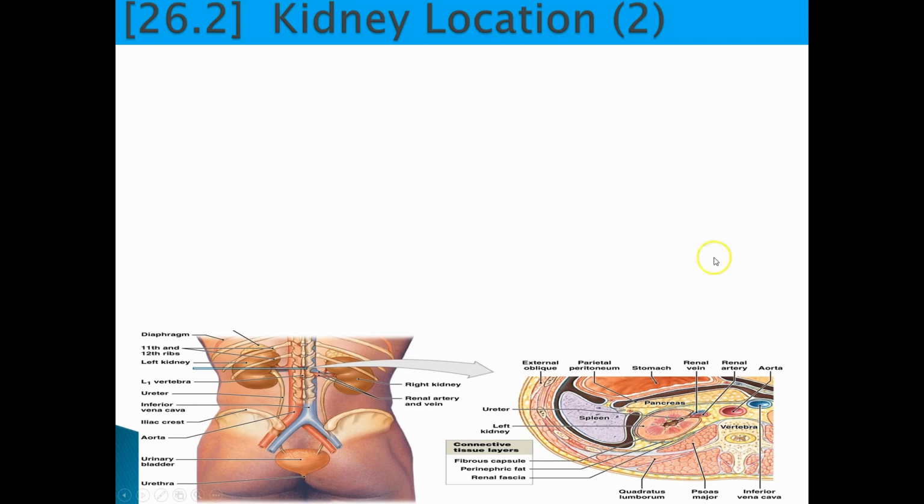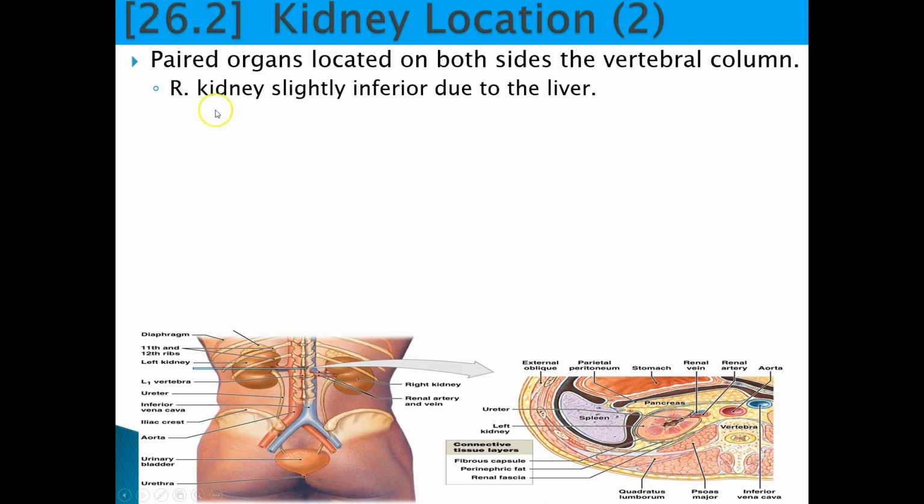All right, so the next part is talking about kidney location. So we're really continuing the anatomical descriptions here. If you notice, the left kidney sits a little bit higher than the right. The right kidney is slightly inferior due to the liver. And we saw this already.